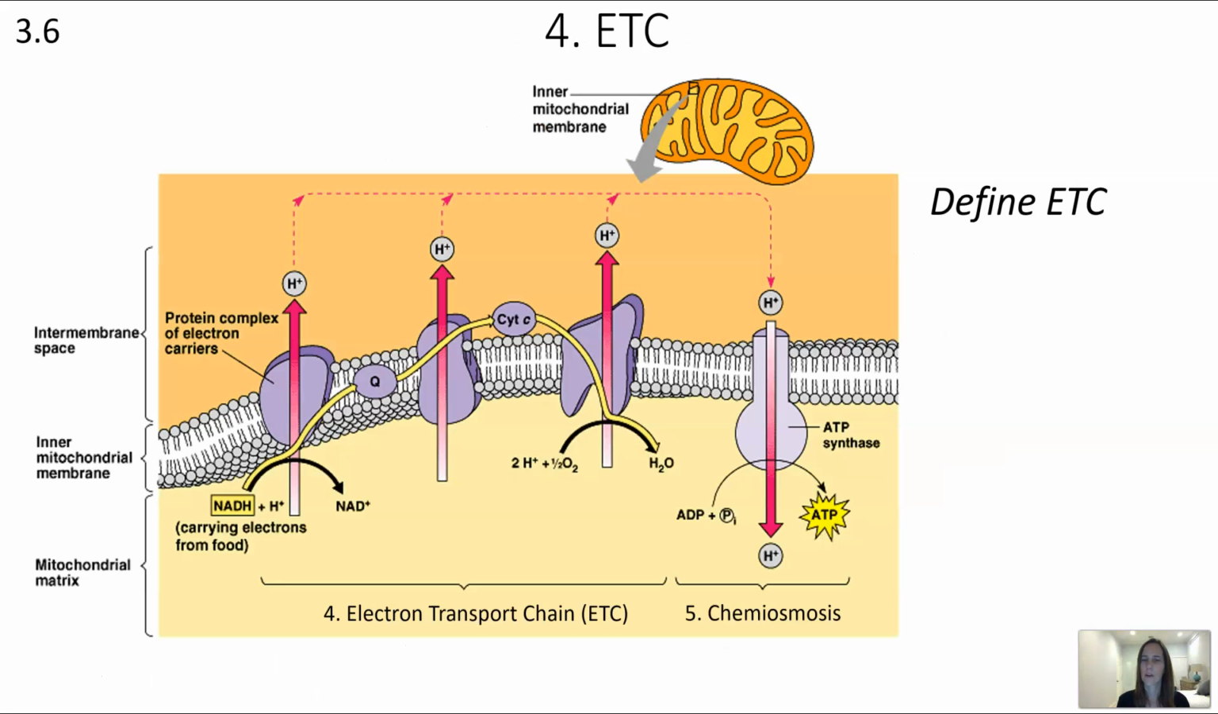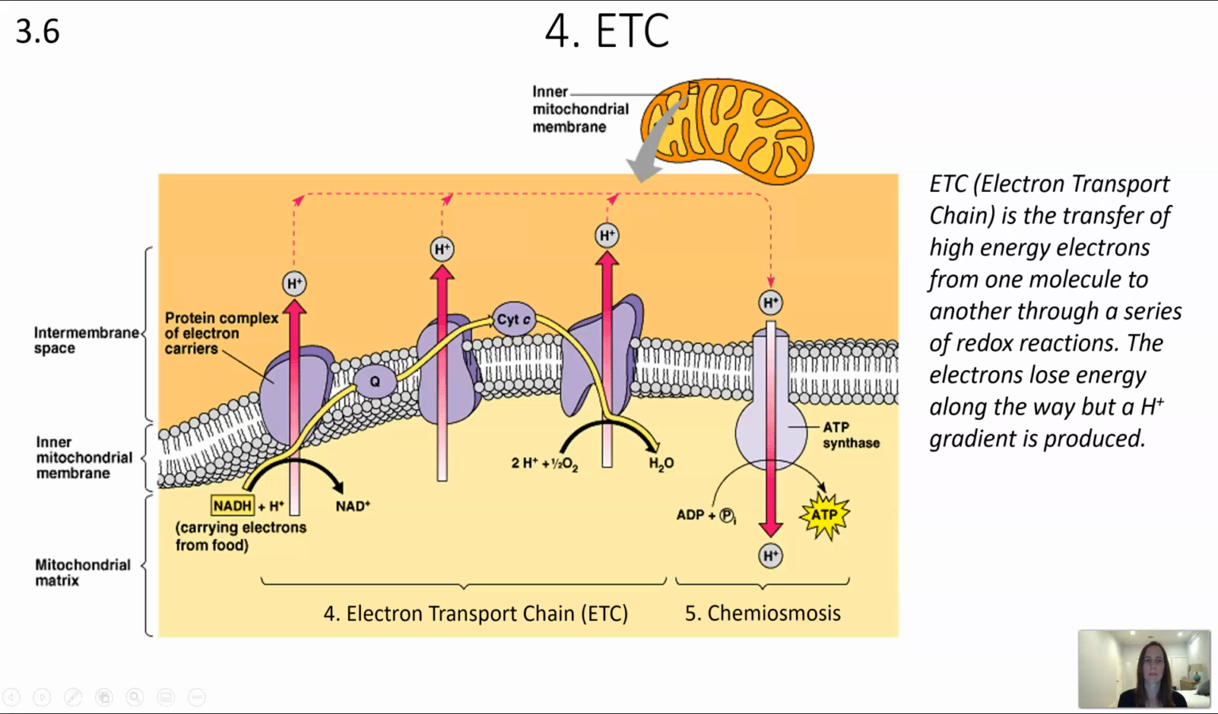Now that we have those electron carriers, we can use them in the ETC. But before we get too far into it, let's make sure you remember what ETC means. Define ETC. ETC is the electron transport chain, and that's the transfer of high-energy electrons from one molecule to another through a series of redox reactions. The electrons lose energy along the way, but an H+, or a hydrogen ion gradient, is produced.